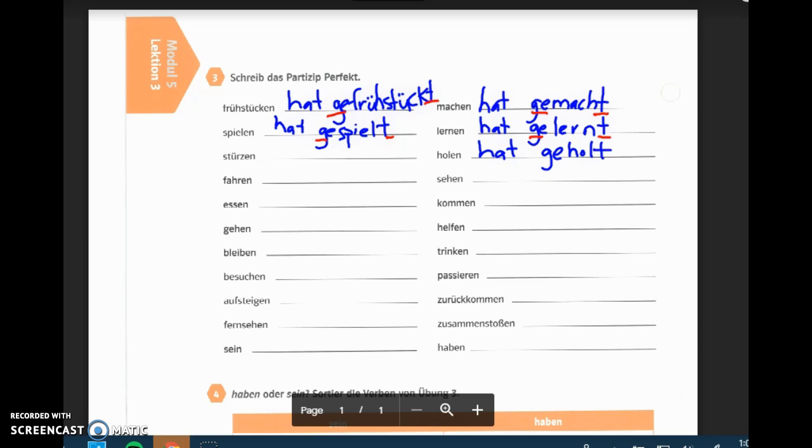Let's see here. Some other ones are going to change. All right, so that's largely the majority of the weak verbs. And now we're going to go through some of the other ones here. Oh, I missed one. Hat gestürzt is going to be a weak verb as well.